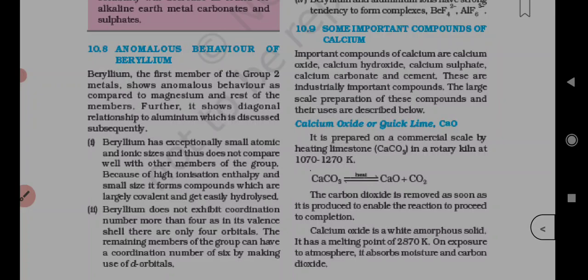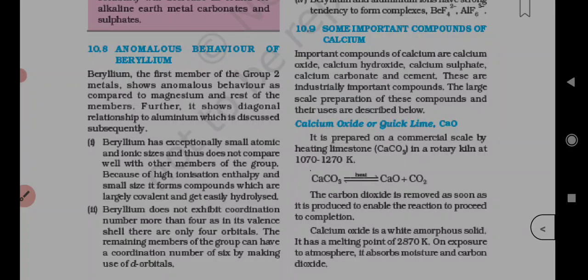So calcium oxide and quicklime. Let's talk about calcium oxide, which is also called quicklime. We'll make a mnemonic or a simple tip or trick to memorize what is calcium oxide. Is it quicklime or slaked lime? What is calcium hydroxide, slaked lime or quicklime? We get confused, so we'll try to remember this by a trick.